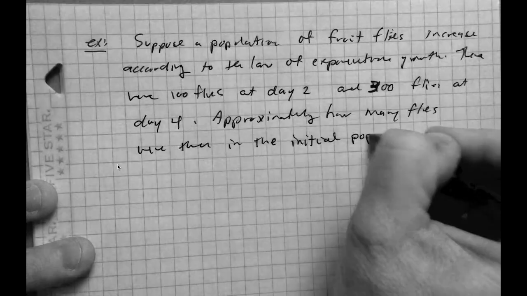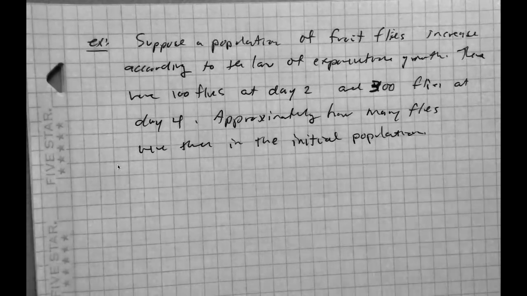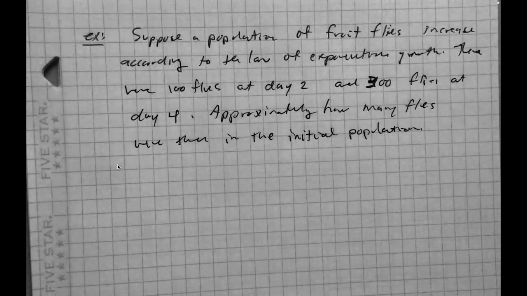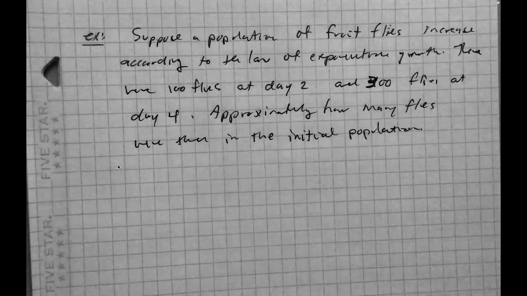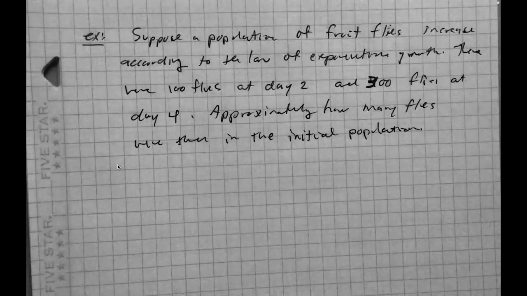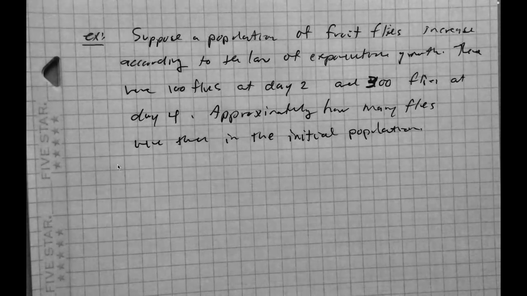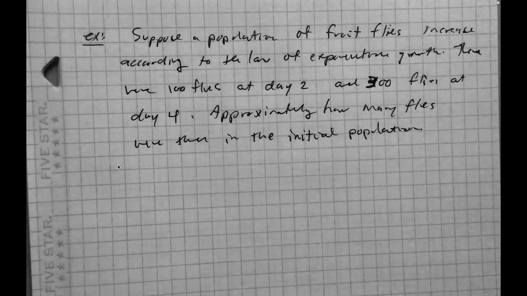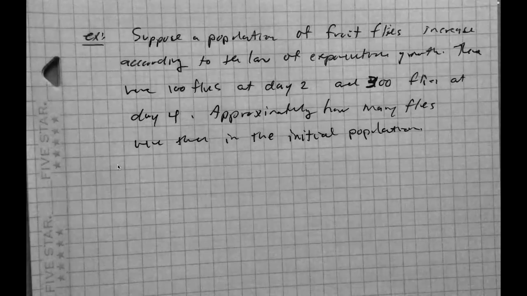So here's a nice little example of a problem that's going to involve the differential equation. We've got a population of fruit flies. They increase according to the law of exponential growth. This is a known, an assumption. We start with this assumption, and then we have some empirical data here. At day 2, somebody went in and counted 100 flies in the population, inside the petri dish or the jar or whatever it is. Inside the container there were 100 flies, and 2 days later there were 300 flies. The question is, how many did we start with?